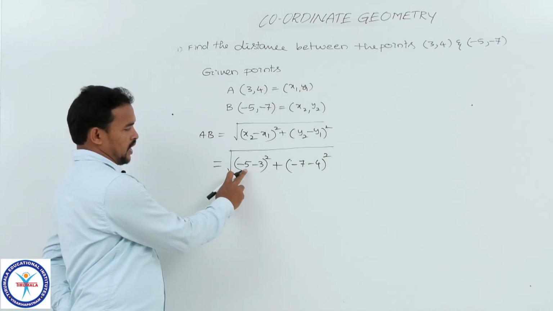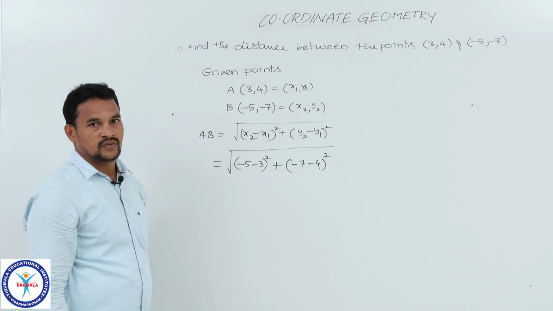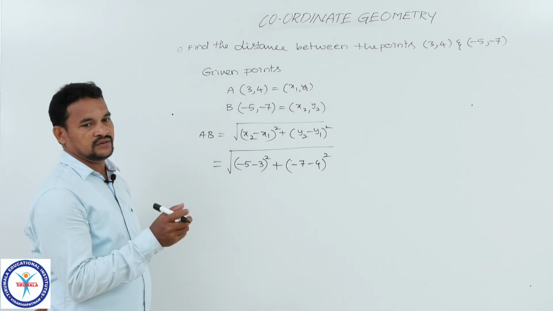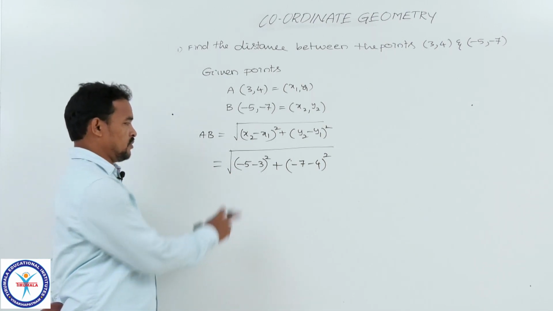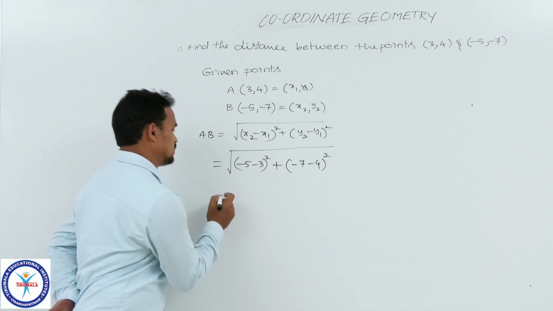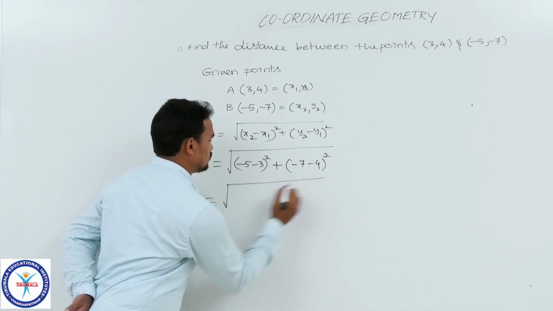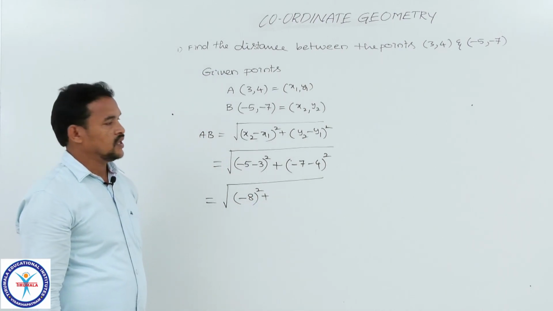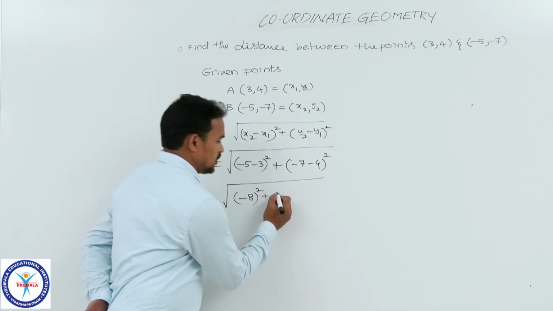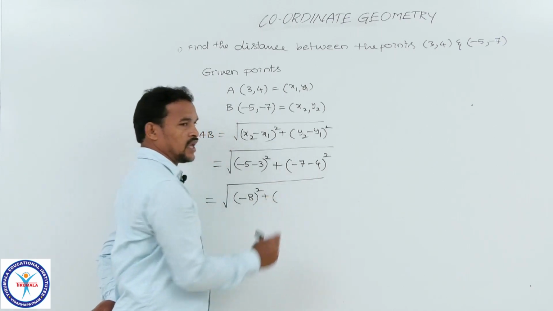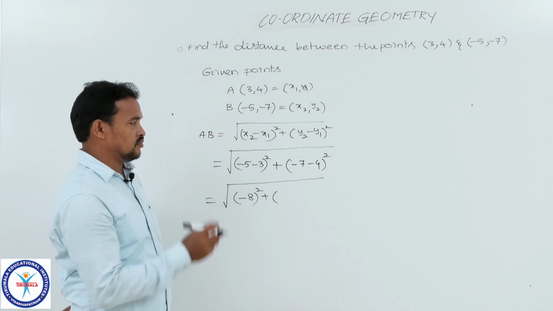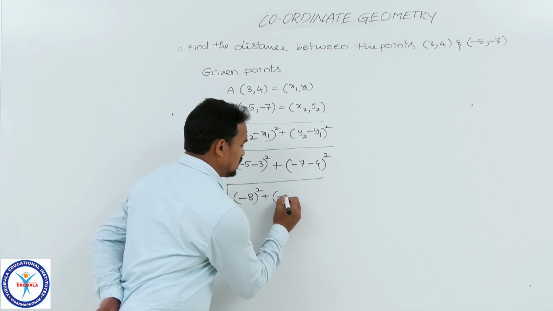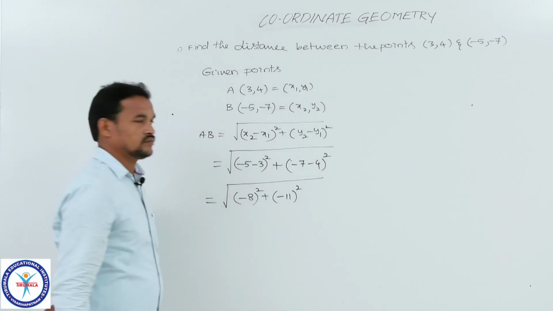Here see, minus 5 minus 3. In an addition, if two numbers have the same symbol, then the numbers are added and we keep the same symbol. Here minus 5 minus 3 is nothing but minus 8. Minus 8 whole square. After that, minus 7 minus 4. Again both have the same symbol, so add the numbers and keep the same symbol. Here minus 11 whole square.